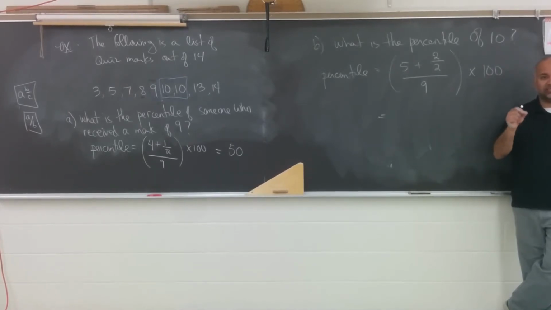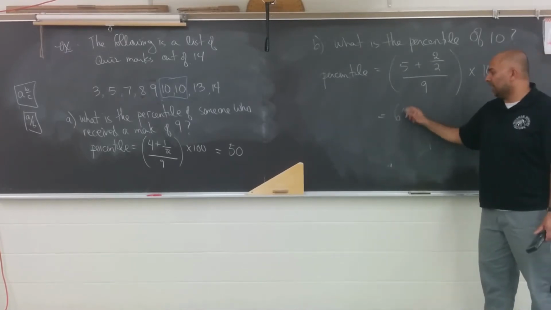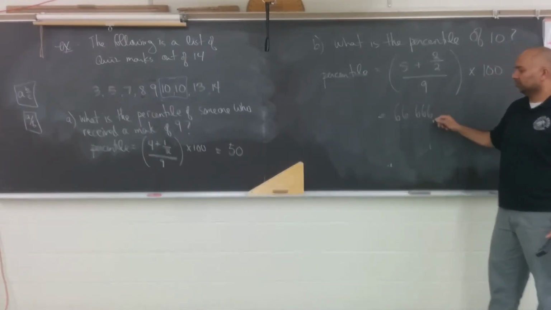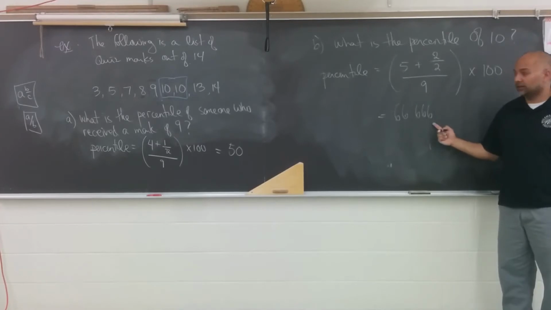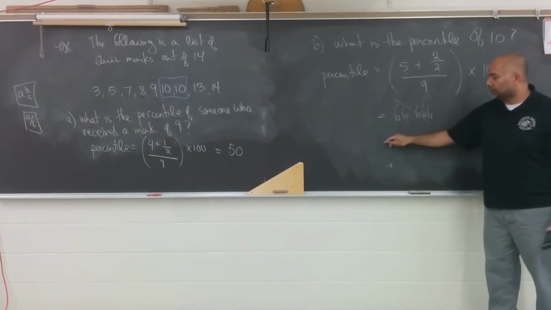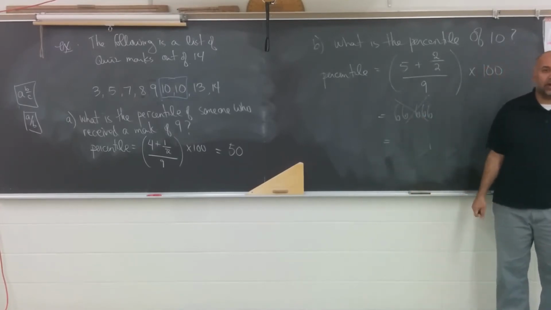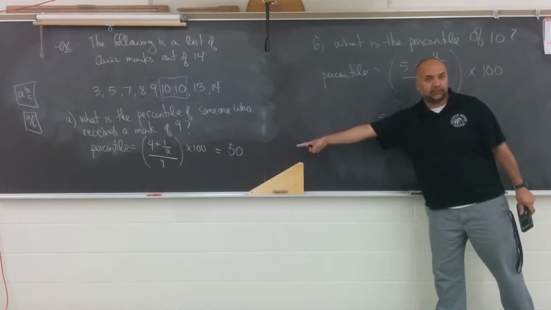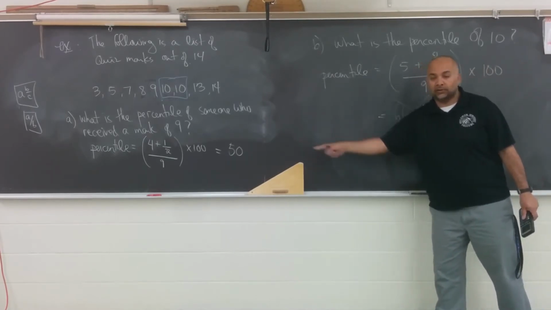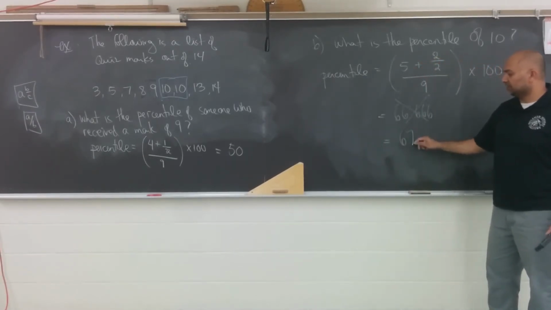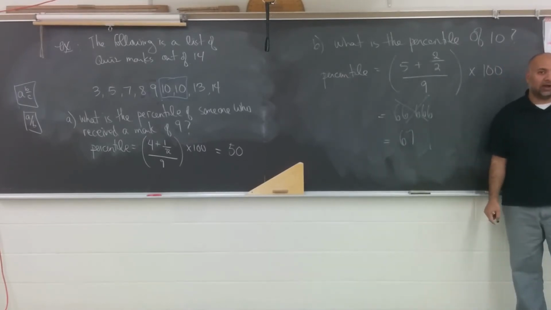So 66.666 is wrong. If you write your answer as 66.666 or 667 or anything, it is wrong. The percentile formula tells us we have to round it up. We didn't have to do it there because there was no decimal. We already got a whole number. So here, round it up to 67. Always round it up. Never round it down.